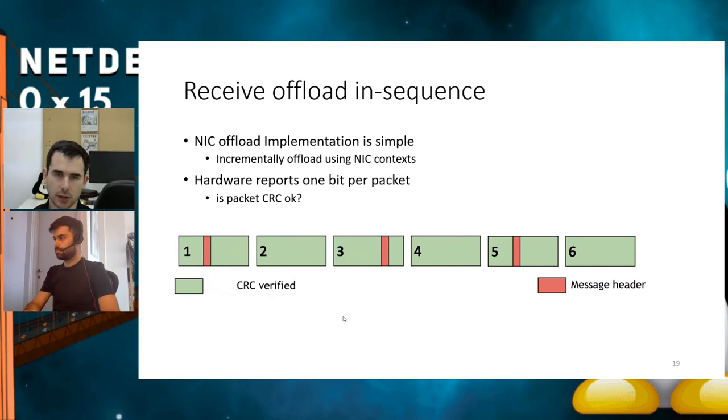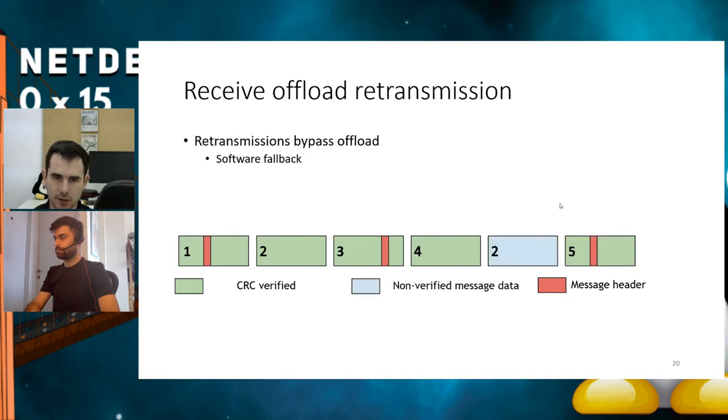Now, on the receive offload, the NIC offloads incrementally when packets arrive in order. It's very simple. Hardware reports a single bit: is the packet CLC okay? If everything is okay, then everything is marked green and all is good, and software can skip CLC computation. Now, when we have a retransmission, such as number 2 here, where 1, 2, 3, 4 are transmitted and then we see 2 again, for 2 we would not verify anything at all. We wouldn't verify the data in 2. Instead, we maintain the state in the NIC such that when packet 5 arrives, we can continue offloading. And if for some reason the first number 2 is dropped in software, and the second number 2 is the actual data, then software fallback would kick in and calculate the CLC of the corresponding PDU.